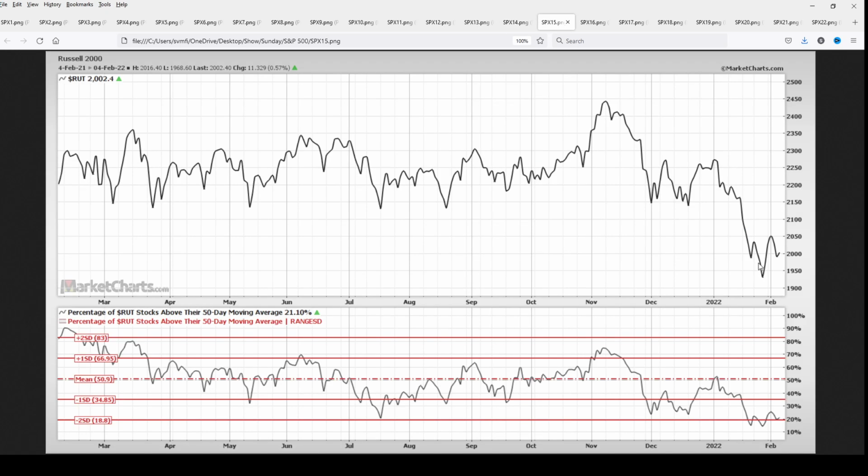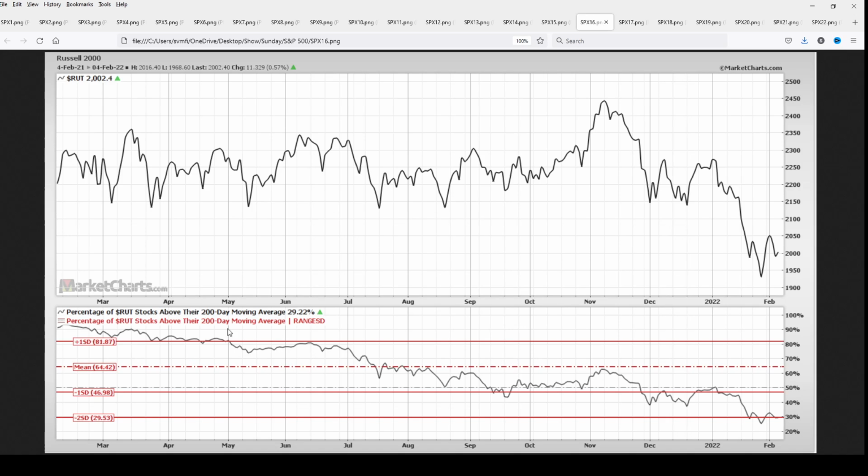We'll start out with the Russell 2000 here, and at a very bearish breadth at -2 standard deviation on the 50-day moving average. Only 21% of the Russell 2000 is above their 50-day moving average. So it's very bearish. Still not giving us a clear picture. We want to see this thing shoot off of here, and it's languishing here. That's not what we want to see.